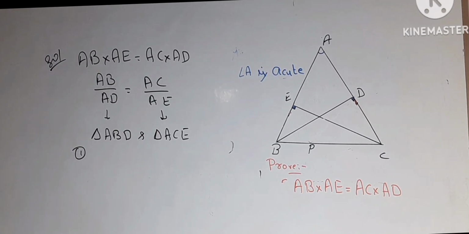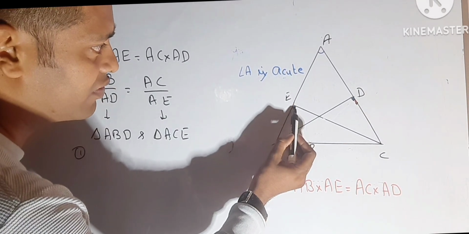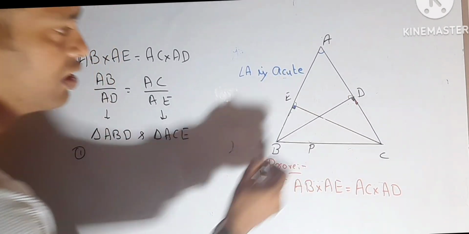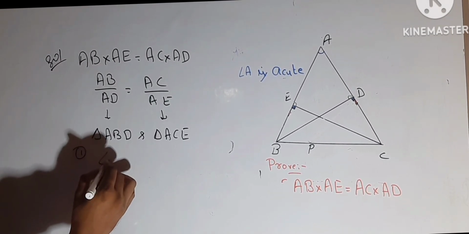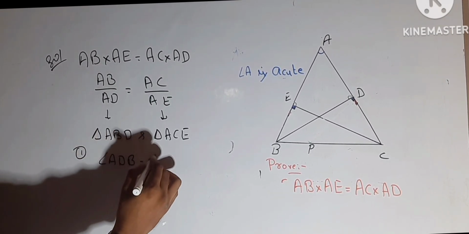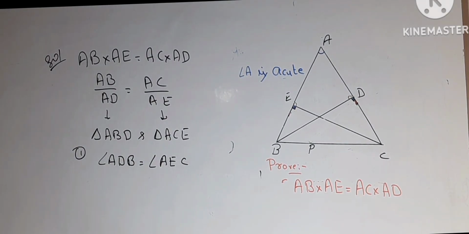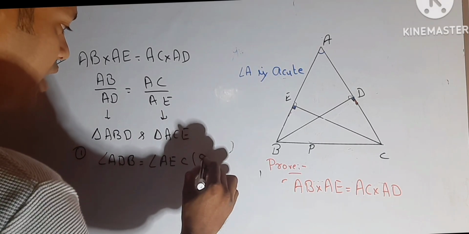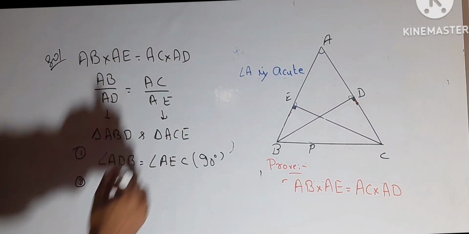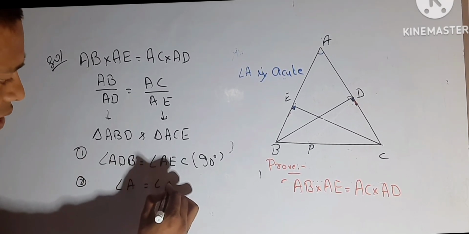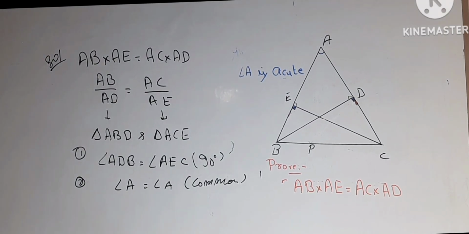So first point, see ABD. Where is ABD? The 90 degrees is lying in this one. If this is 90, this is also 90. So in the first case, we can write angle ADB equals angle AEC. Why? Each is 90 degrees. What is the second thing we need to say? If you see in the diagram, angle A equals angle A, common to both. So we have proved it. Proof is done.